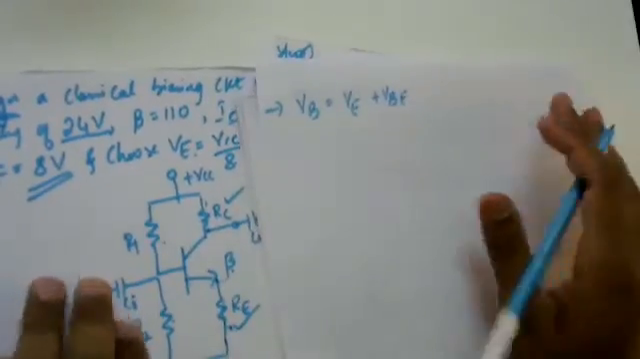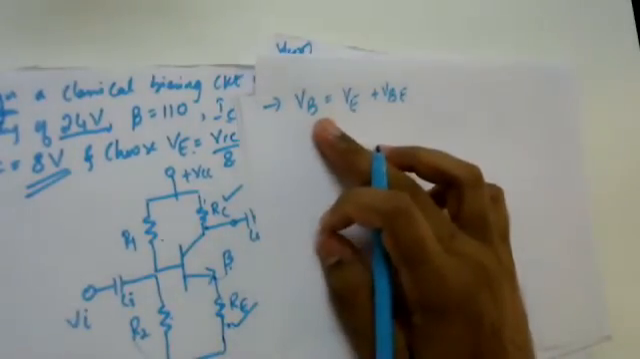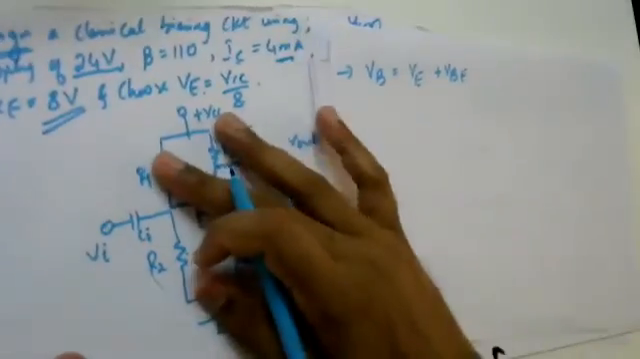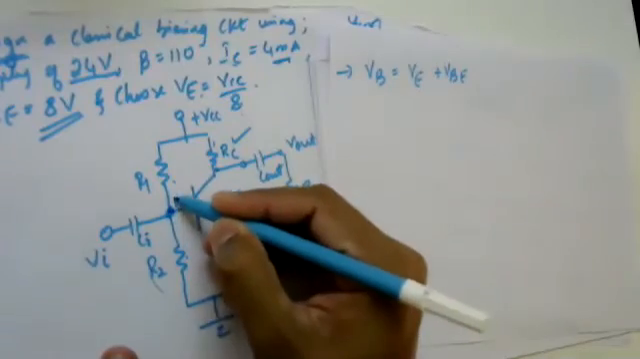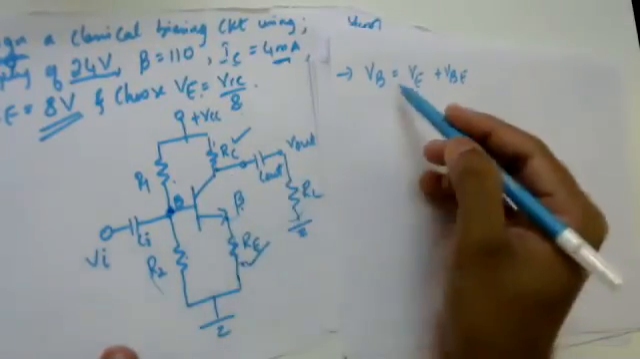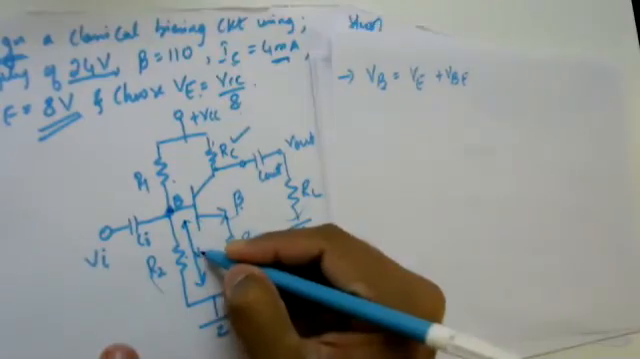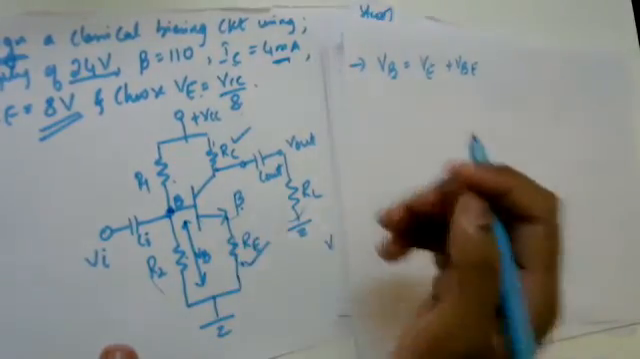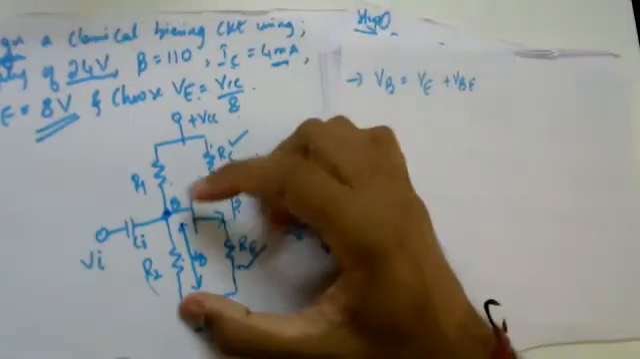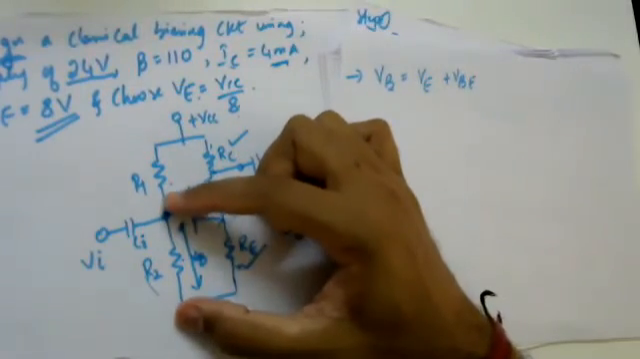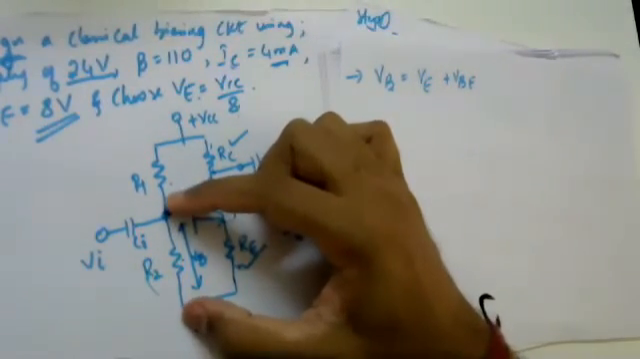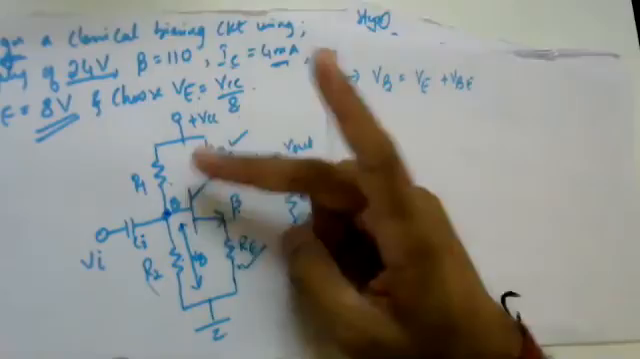So what is this VB? This VB is the voltage at the base point. So this is your base point B. Where is your VB existing? VB is existing here. So this is your VB point. So this is your source. Your source is feeding two drops.